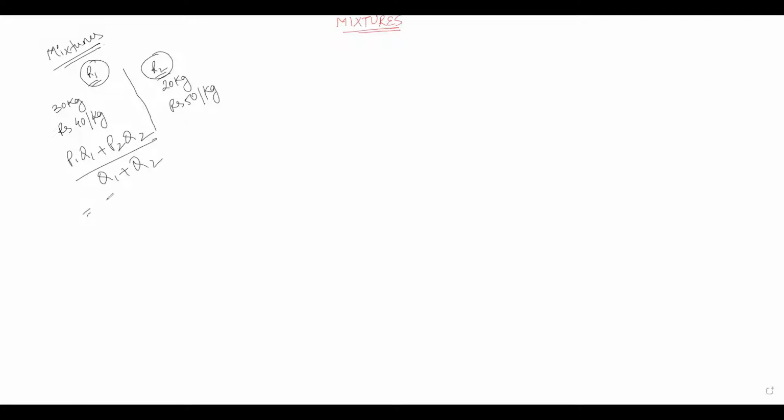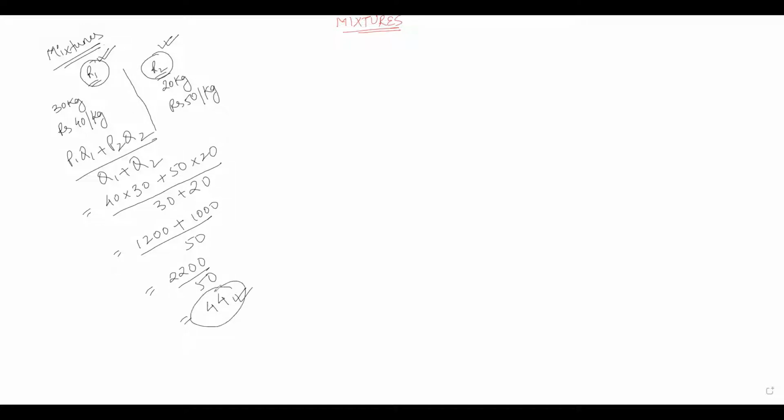So this would be 40 times 30 plus 50 times 20 upon the total quantity, that would be 30 plus 20. So if you calculate, this would be 1200 plus 1000 upon 50. So this would be 2200 upon 50, and that is 44. So that means when these two varieties of rice R1 and R2 are mixed, we get a resultant mixture in which the average price per kg of rice is rupees 44.